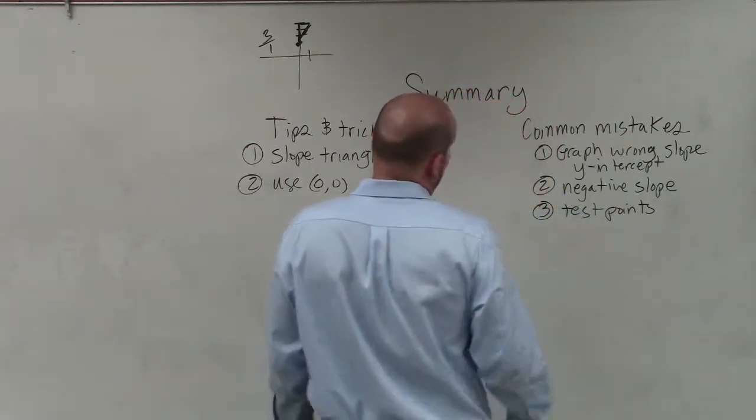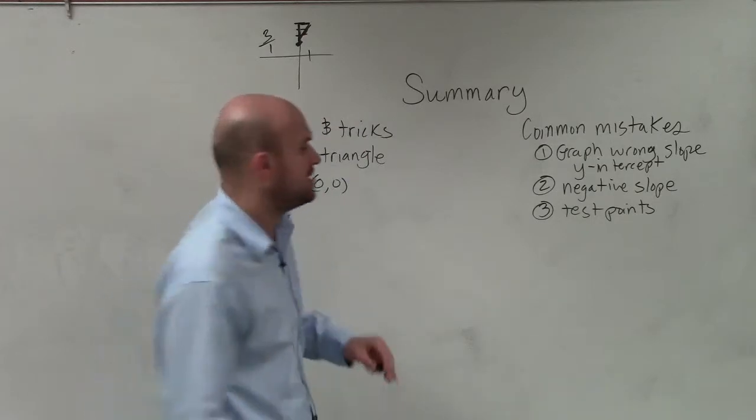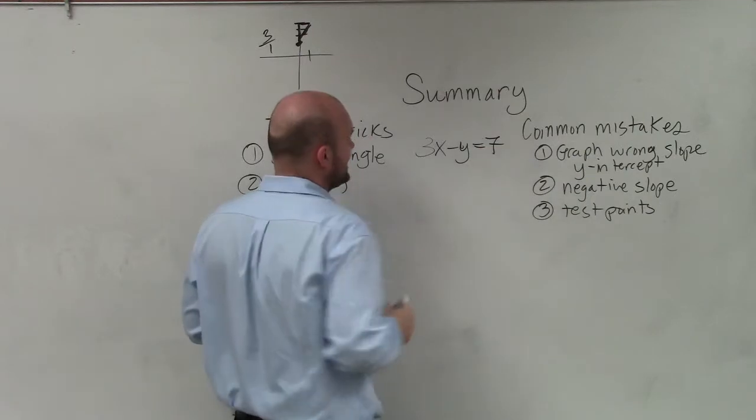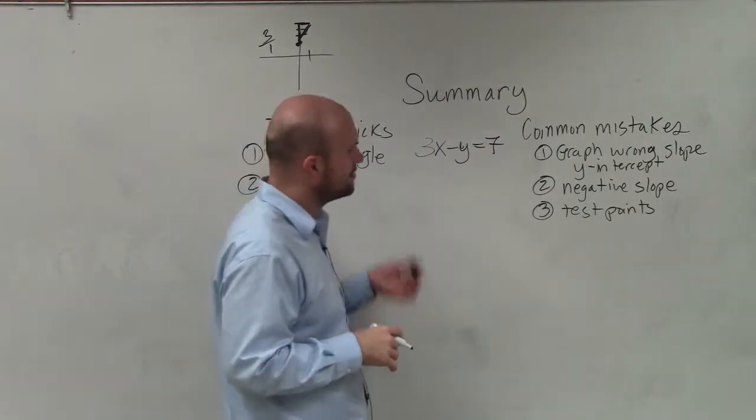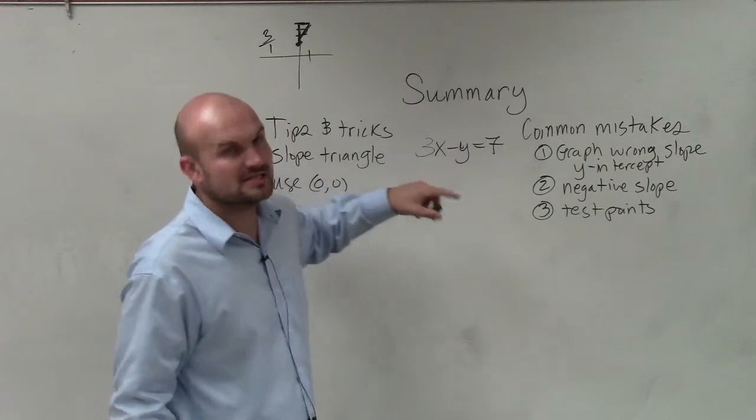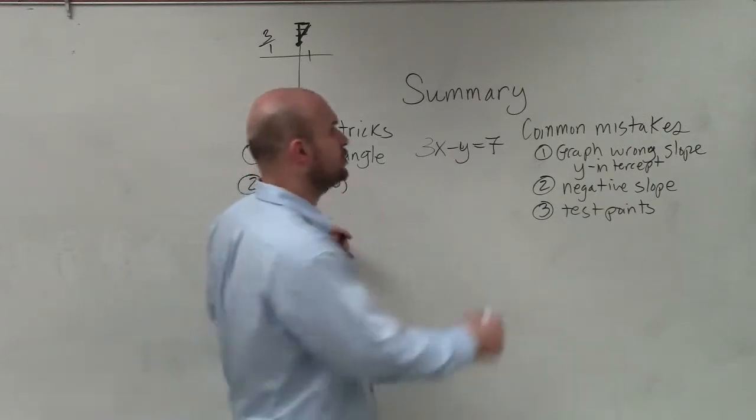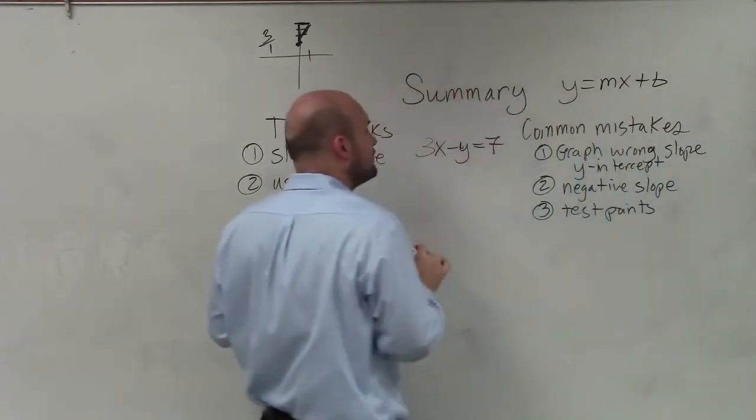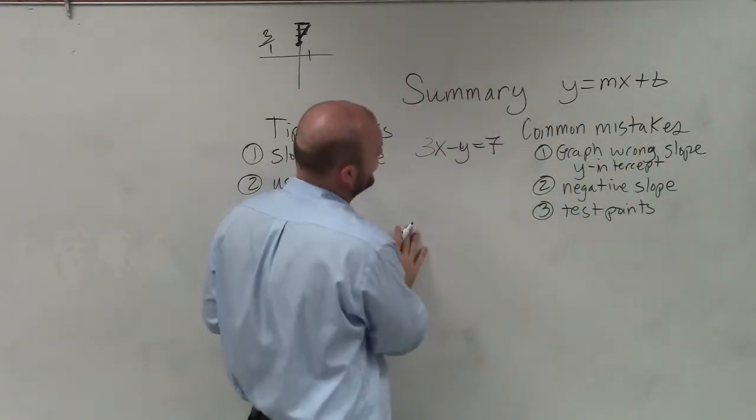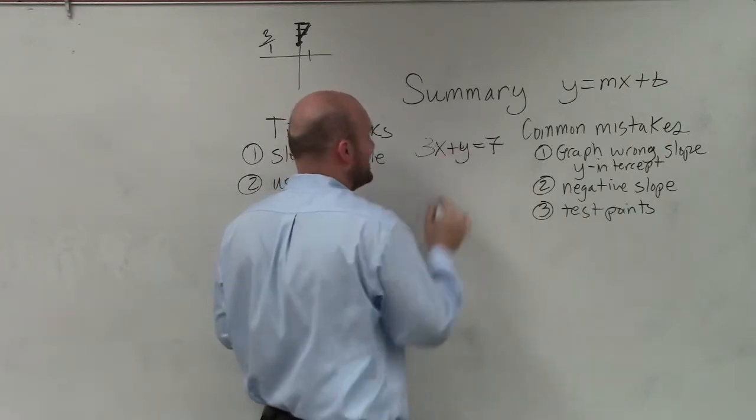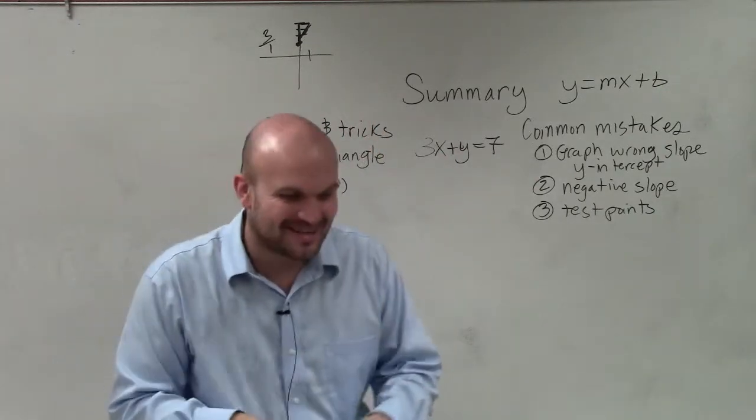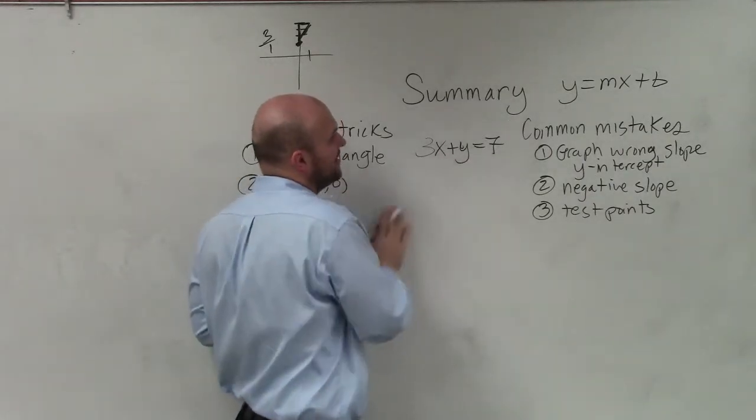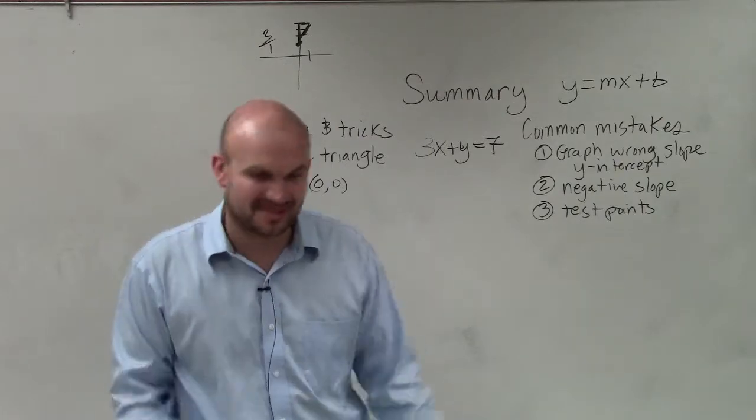Some common mistakes. Graphing the wrong slope and y-intercept. This is a very common mistake when I have an equation in standard form. A lot of students say, oh, well, 3 is the slope. No, you've got to make sure it's in slope-intercept form before you determine the slope. That means you've got to solve for y. Students could get the slope right, but they would get the y-intercept wrong because they would have just said 7.